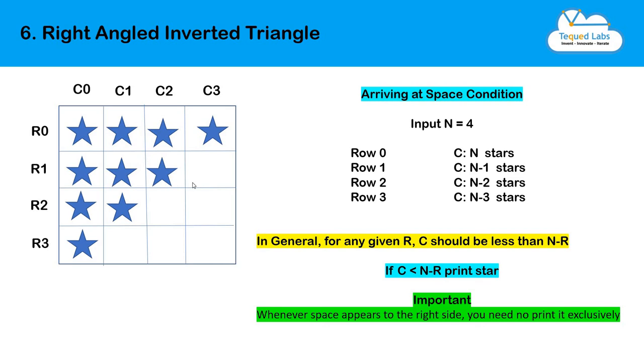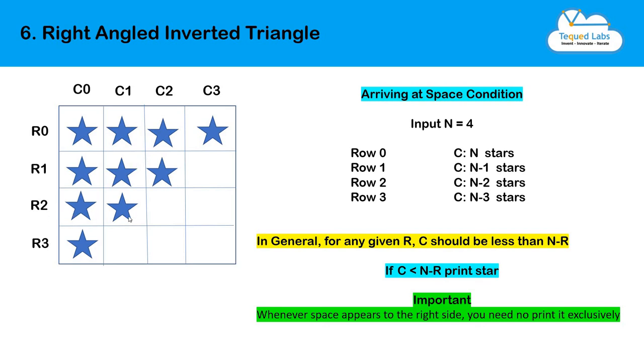Now let us arrive at a condition which is going to print the stars. So for R0, as you can see, there are n stars. So what is actually n? N is 4. 1, 2, 3, 4. So what we are trying to do is write the number of stars in terms of n. So for R1 we have 3 stars. 3 can be written as n minus 1, that is 4 minus 1.